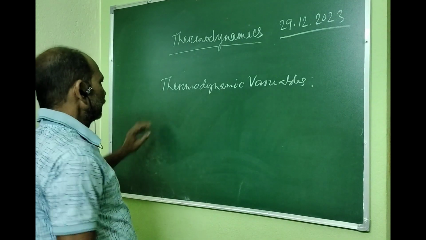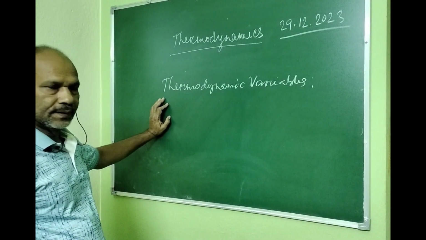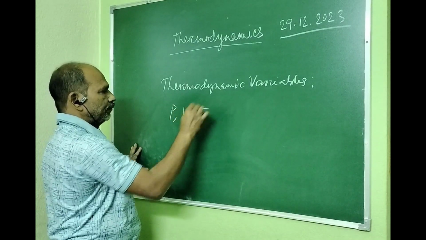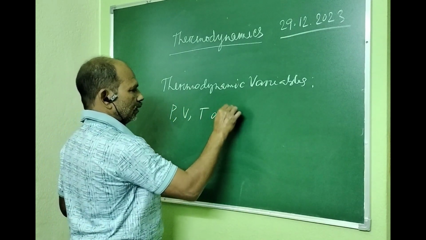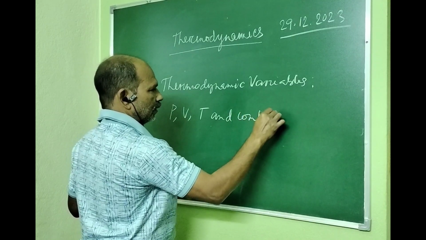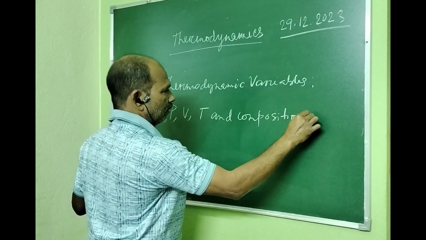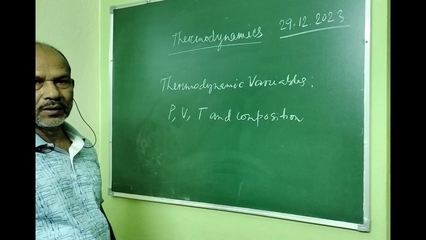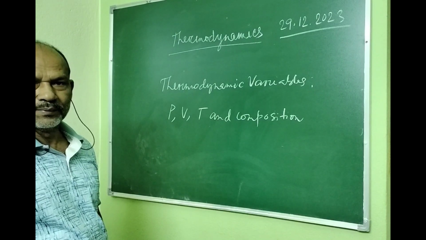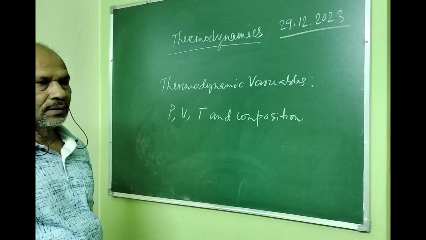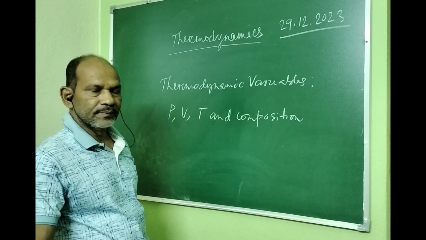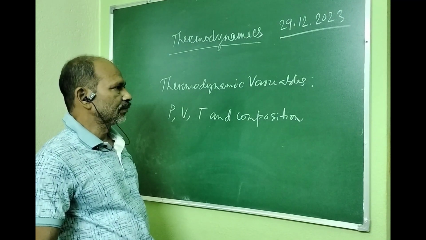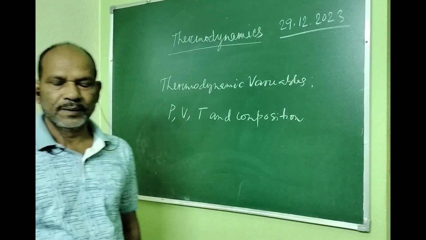Now we are discussing what are thermodynamic variables. Pressure, volume, temperature, and composition of the system. These four are called thermodynamic variables, because the state of the system is dependent on these properties. So these are thermodynamic properties or thermodynamic variables.